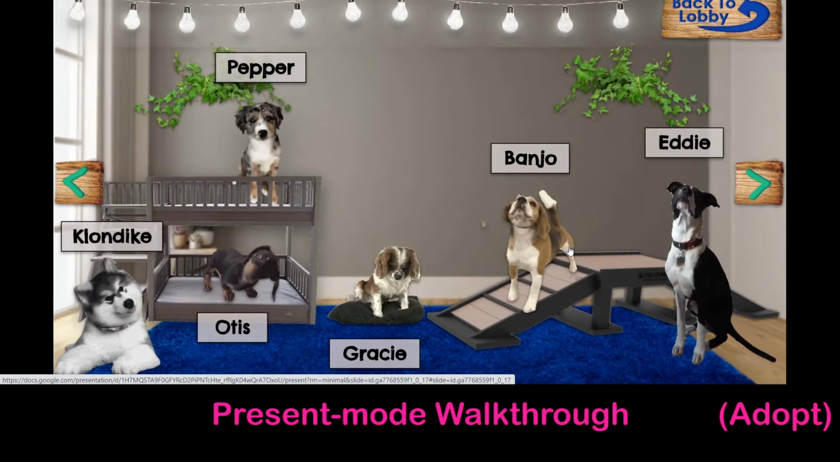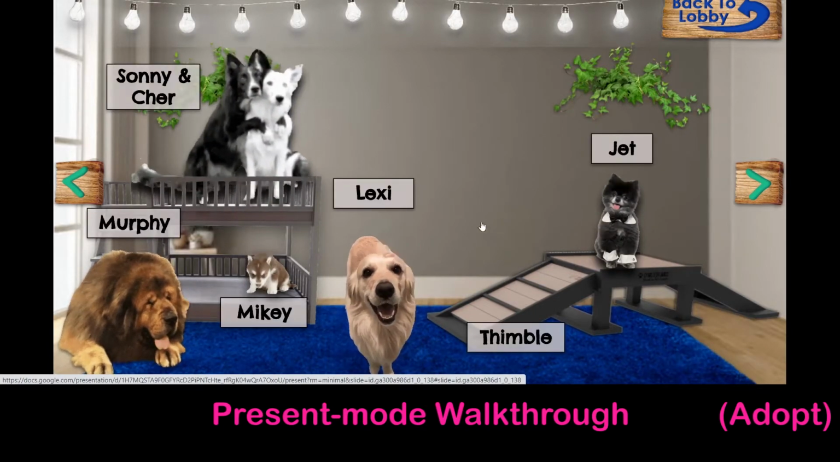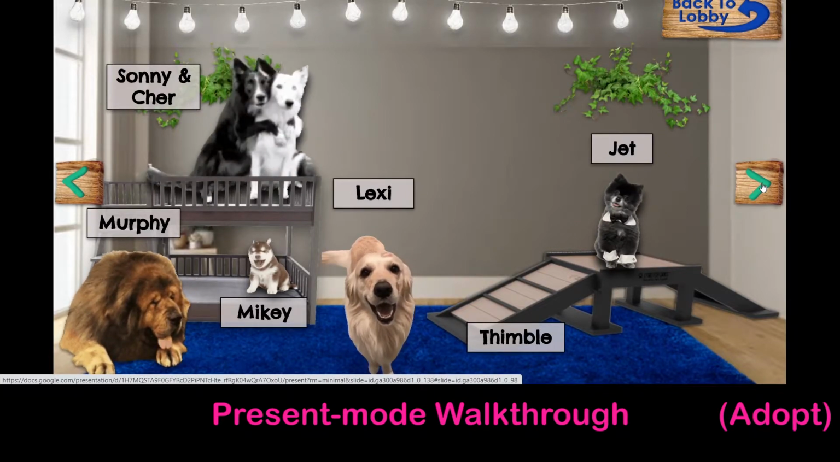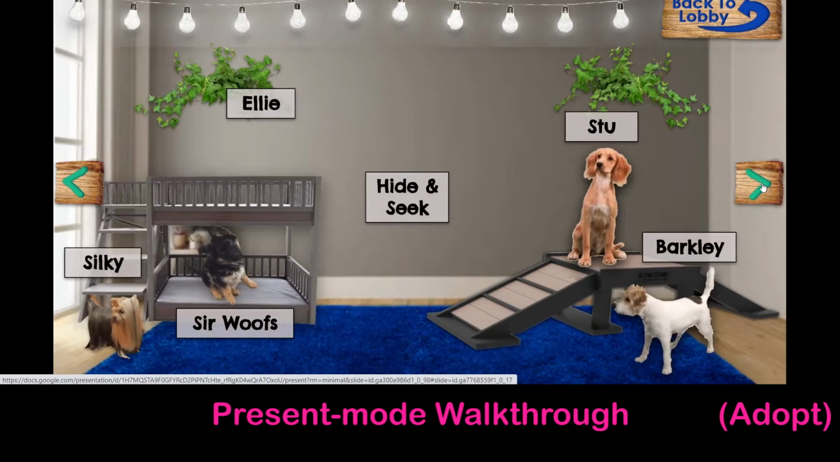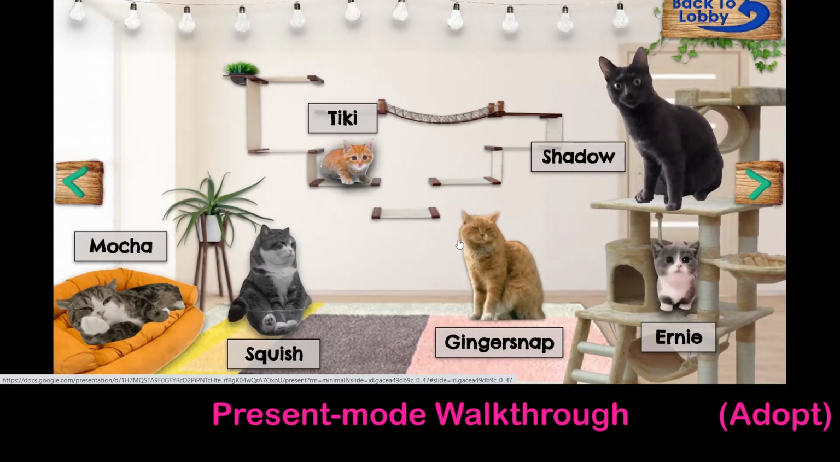We have all these cute dogs here for adoption. When the kids adopt them, they can change their names if they want. And every kid gets their own room. And then when you get to the end, it'll loop around. We've seen the dogs, so let's go back to the lobby. Go into cats. You can see all the cats that are available.